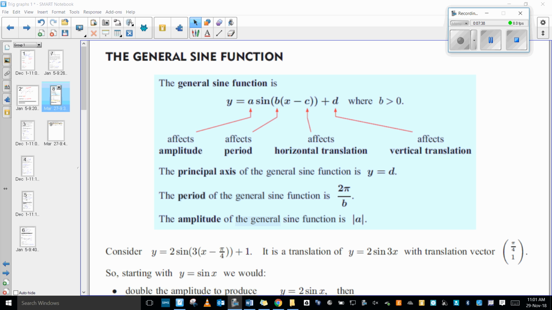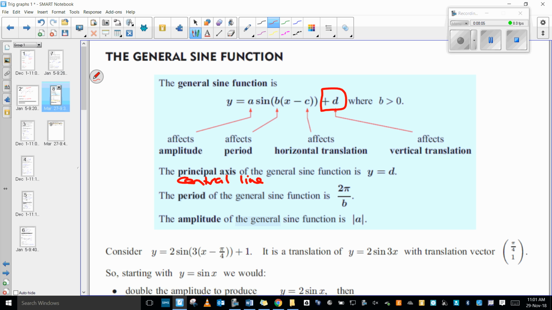Rather than central line, they talk about the principal axis. So they talk about the principal axis, that's the central line. That means the same as what I was talking about, that central line would start at 0 normally, and then whatever value we have here tells you what the central line is. The amplitude is the size of A.